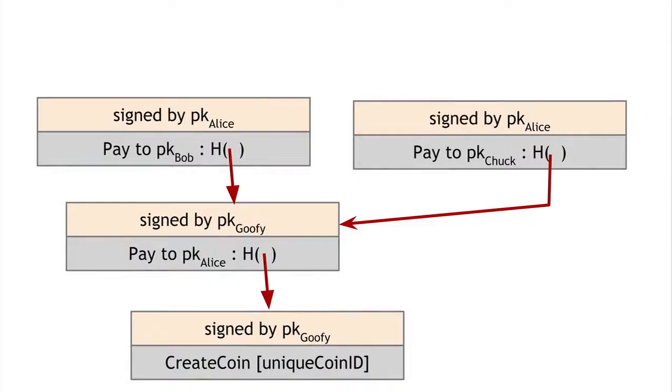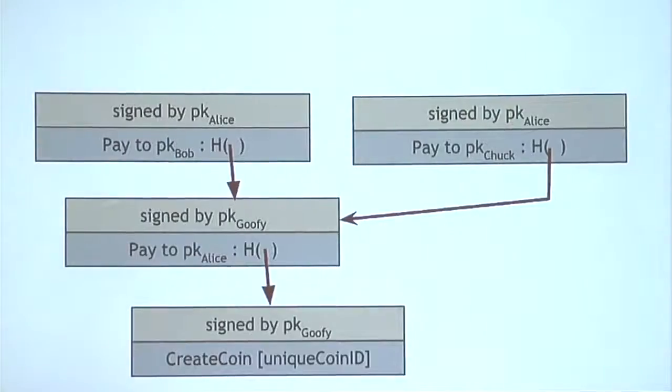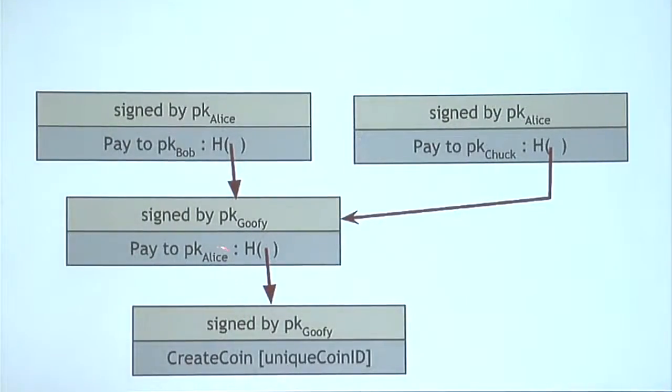All right. Now, there's a problem, though. There's a big security problem with Goofy Coin, and we can see it in this structure here. Look at this coin here. This is the coin that Goofy made and then paid to Alice. Alice was the owner of that coin, and there's a problem. Alice paid this coin on to Bob, but now Alice makes another data structure like this, which pays to Chuck the very same coin. And this is signed by Alice.